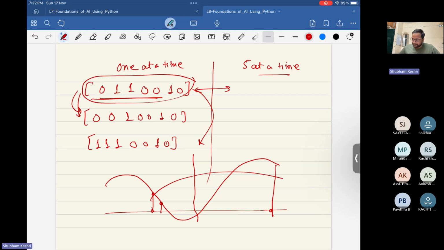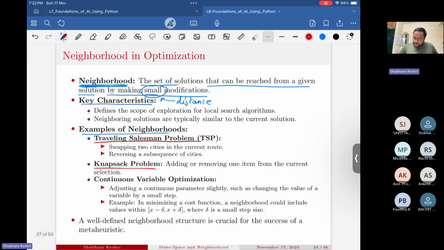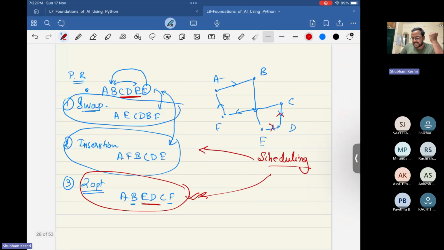Any doubt? Okay. So we have talked about permutation representation, binary representation, and continuous. A well-defined neighborhood structure is crucial for the success of the metaheuristics. If you don't have a good neighborhood definition, then your metaheuristics might perform very poorly. So I was telling you, for the traveling salesman problem, 2-opt gives very good neighborhoods.